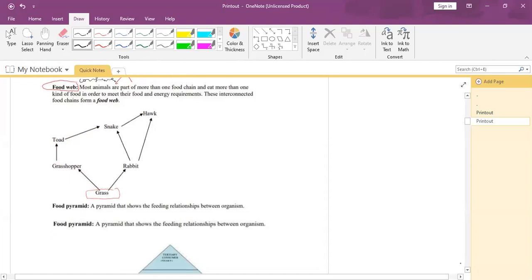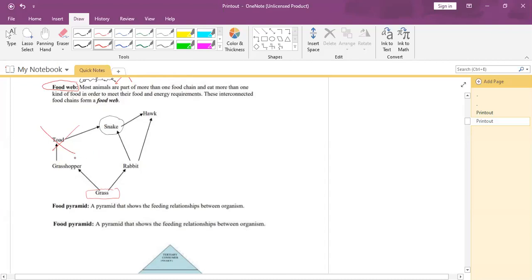Just as I asked the same question again, what is likely to happen to the snake population? So I have the snake population here. What's likely to happen to it if the toad population goes down? The toad population goes down, that means that this is not there. What's going to happen to the snake population based on this diagram? Will it increase, will it decrease, or probably no change?